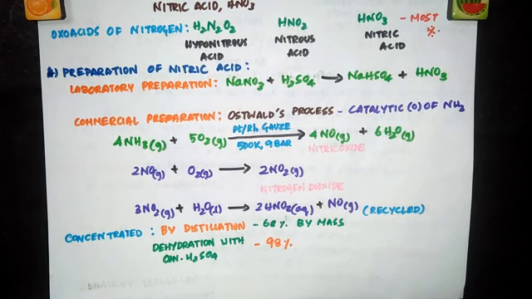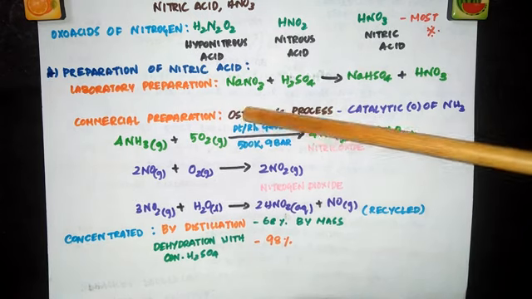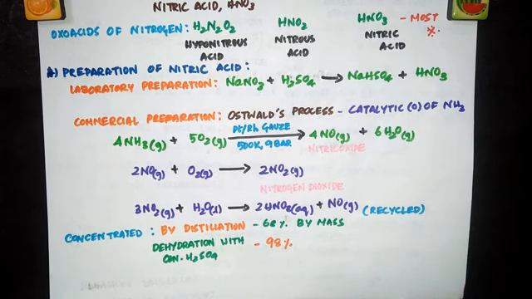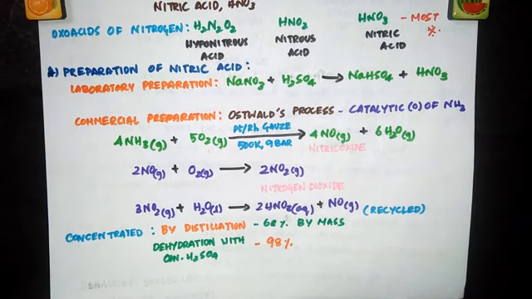On a large scale, which means a commercial preparation, nitric acid is mainly prepared by a process called Ostwald's process. We have seen that the process by which ammonia is prepared commercially is called Haber's process, and this one where we prepare nitric acid is called Ostwald's process. This method is based upon the catalytic oxidation of ammonia by atmospheric oxygen.